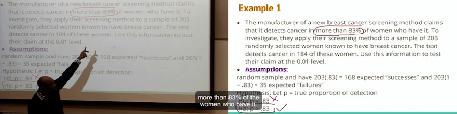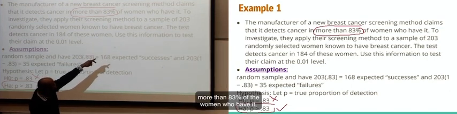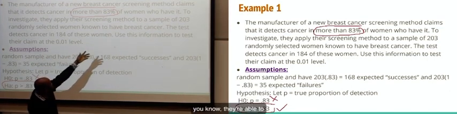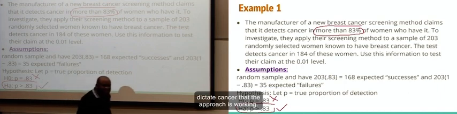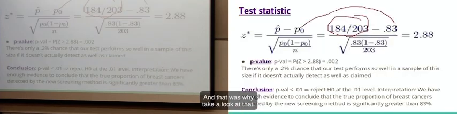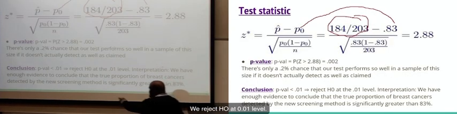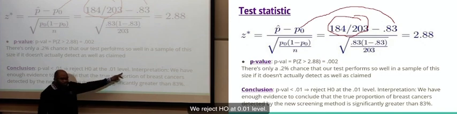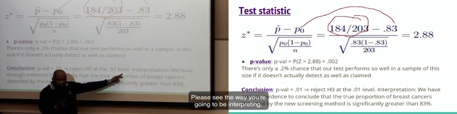More than 83% of the women who have it are able to detect cancer. That means their approach is working, and that hypothetical statement has now been verified. Does that make sense? And that was why, take a look at that, we reject H0 at the 0.01 level. Please see the way you're going to be interpreting.